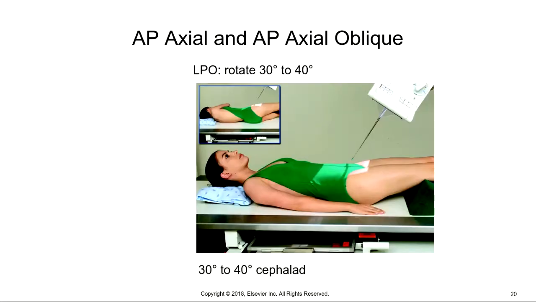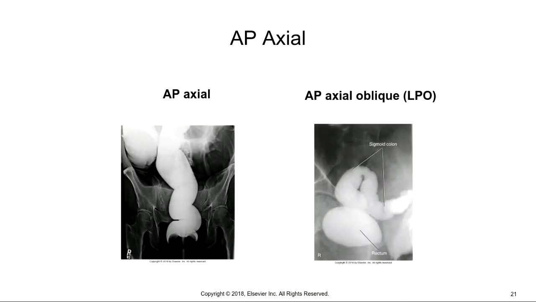Our AP axial butterfly, again, which is on page 523. You have a 30 to 40 degree cephalic angle on the central ray. Central ray is 2 inches below ASIS and midline. And our technique on this, since it's double, is 100 kVp at 3.3 mAs. And remember, the AP axial butterfly straightens out the sigmoid colon. That's the whole reason that we do this particular image.